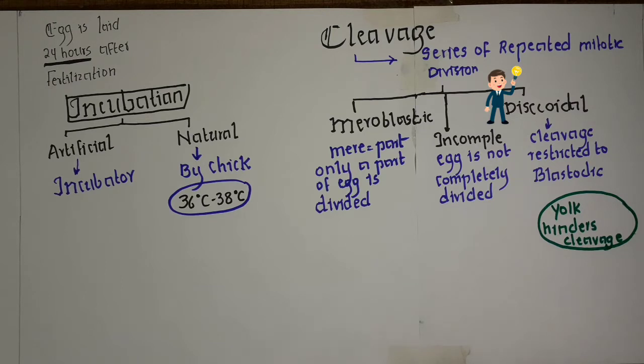And the third and last one is discoidal cleavage, which means that the cleavage is restricted to the blastodisc. Why is it restricted to the blastodisc? I have already told you before: because the yolk hinders cell division.